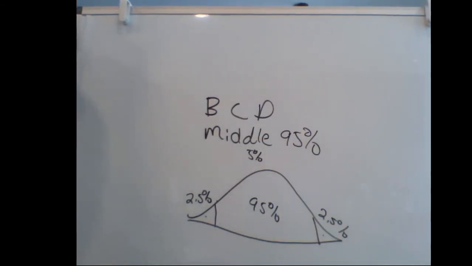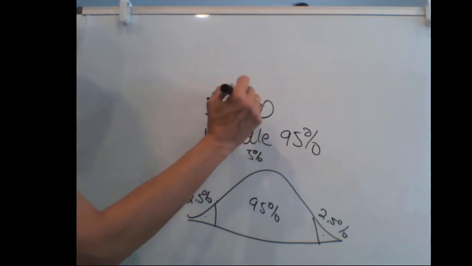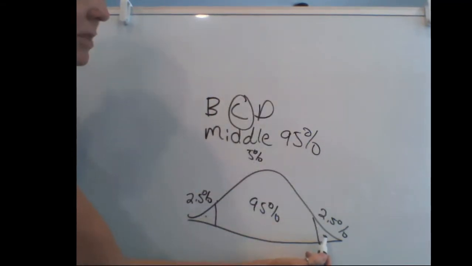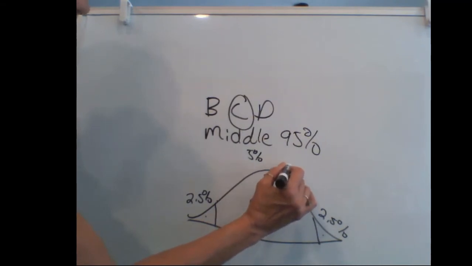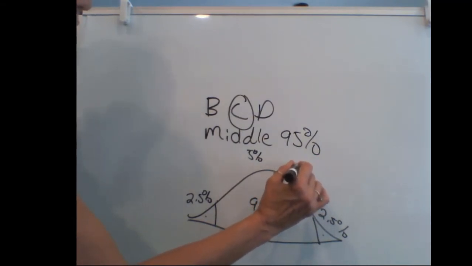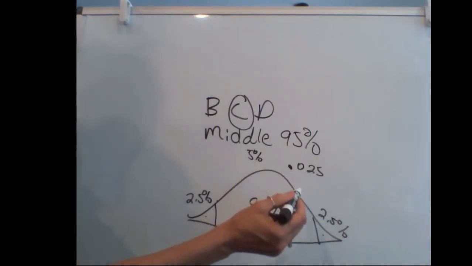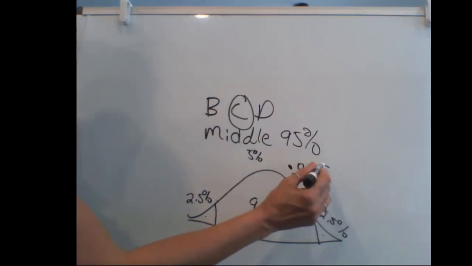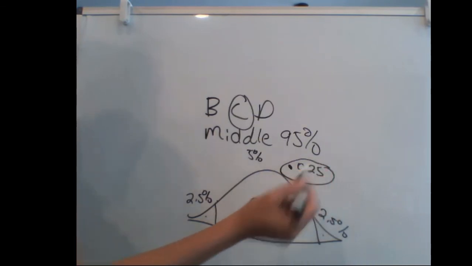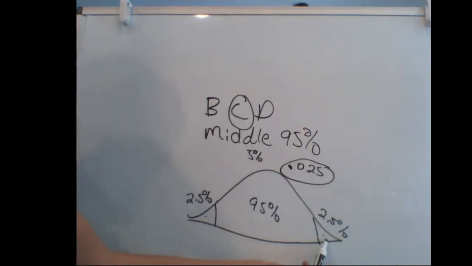So what I'm going to be doing is I'm again going to be using column C because I need to know the z-score that's associated with 2.5% in the tail. So how do we write 2.5% as a probability or proportion? 0.025. So now I'm going to be looking at my z-table for the z-score that's closest to 0.025 in the tail. Let's take a look and see what that looks like on the z-table.